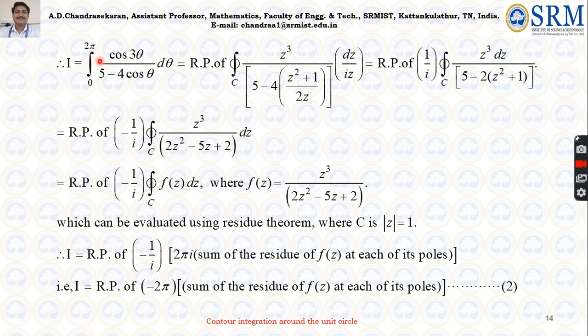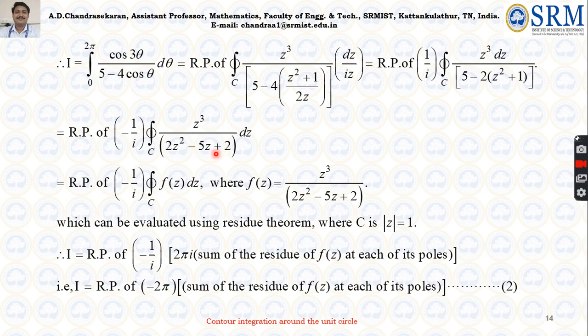Let us see how the equation 1 can be rewritten. I is equal to the integral 0 to 2π of cos 3θ, which is the real part of z^3, and dθ is dz/(iz), over 5 - 4 cos θ, where cos θ is (z² + 1)/(2z). Here, let us take 2z as LCM. So 1 z will cancel here, and 1/i is taken outside. So z³ over 5 minus this, the 2 gets cancelled: 2z² + 1. Multiplying minus into the term, we get -2z² - 2. Let us take the minus sign outside. So the real part of -1/i ∫ z³/(2z² - 5z + 2) dz.